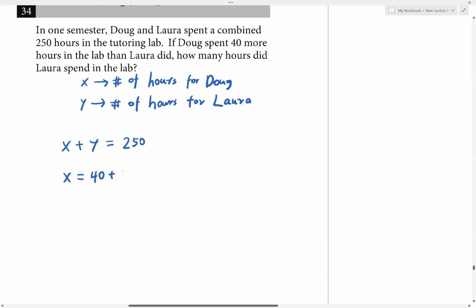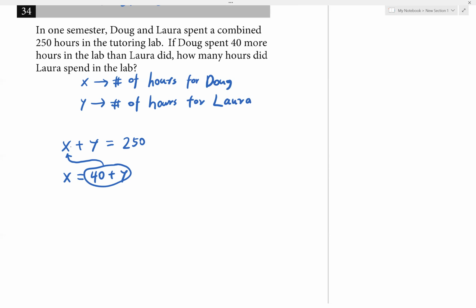All right, so once we have the two equations, we can solve. For our system of equations, we can do elimination or substitution. For this question, I think it's easier to do substitution because we already have x equal to something. When you have x or y by itself, we can take that x equal to 40 plus y and plug it in where x is in the other equation. So let's do a substitution.